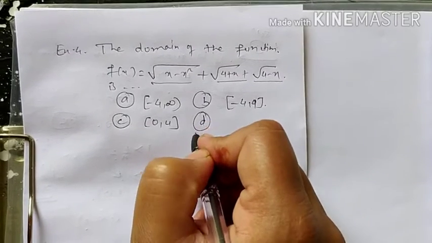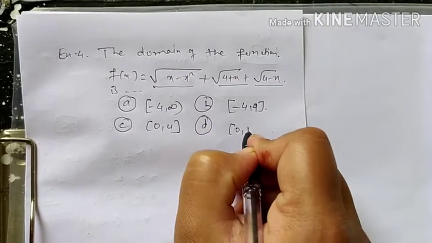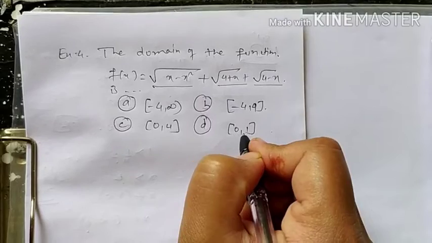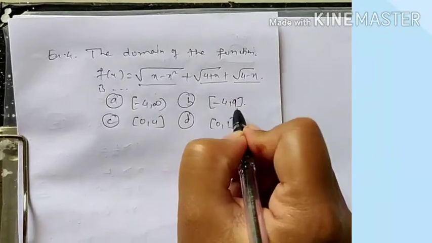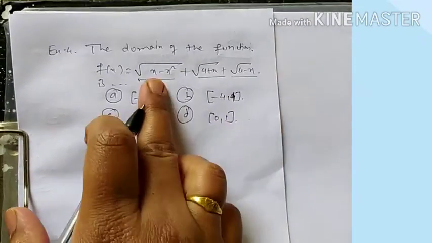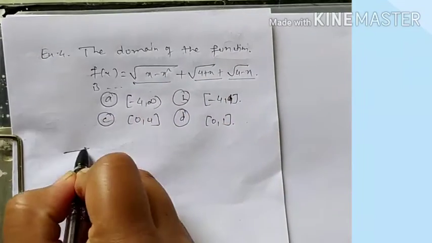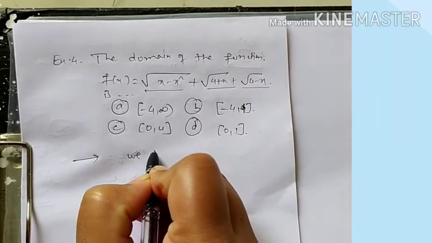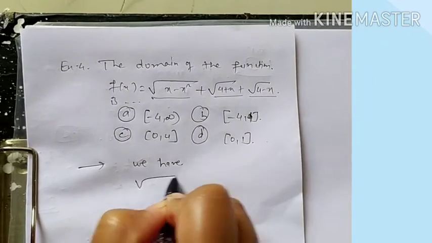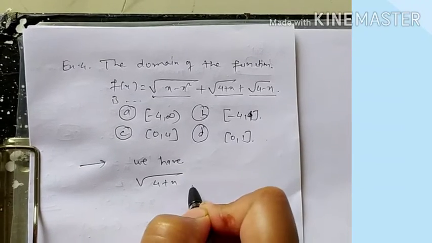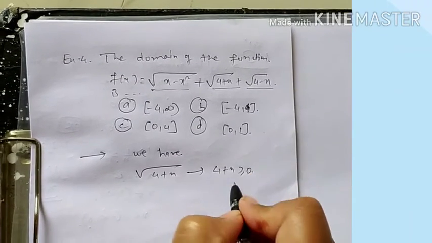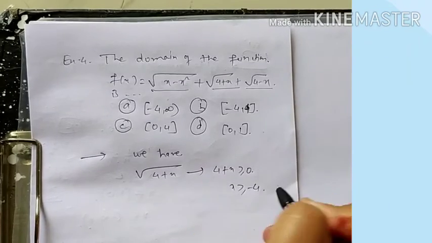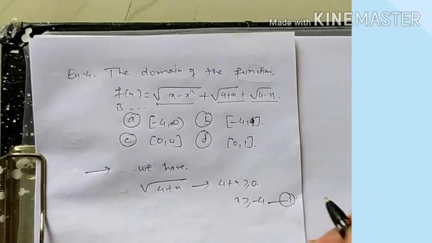D option, close 0 to 1, this is full close bracket. Now student, here 4 is there. Now these all quantities are positive, so here we have square root of 4 plus x. For square root of 4 plus x, we have 4 plus x is greater or equal to 0. So x is greater or equal to minus 4, equation number 1.